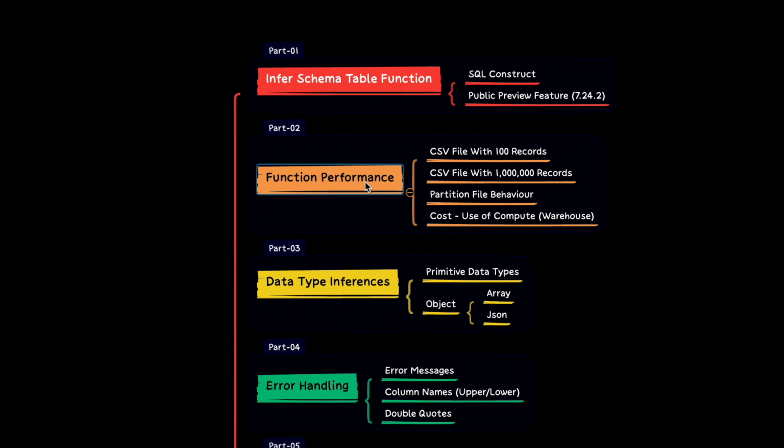If you give a single file where fewer records are there, it will perform better compared to a single file having a lot of records, versus a lot of files with fewer records. According to your use case, you can decide and save a lot of cost by looking at this behavior. Now let's jump to part 3, where we will understand how Infer-Schema infers the different data types and whether it supports array data type or a JSON data type.